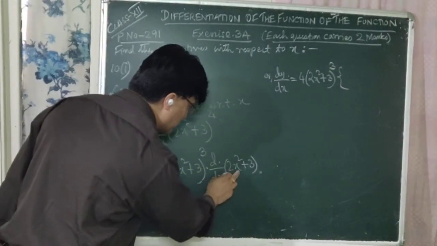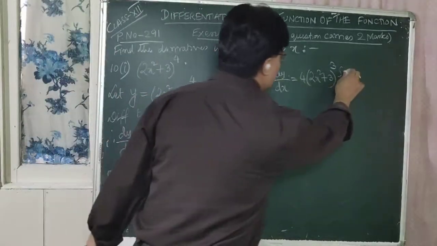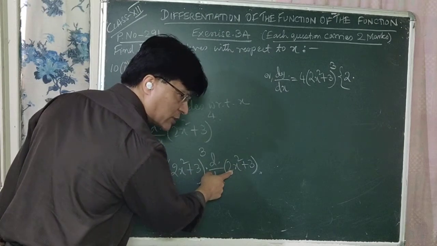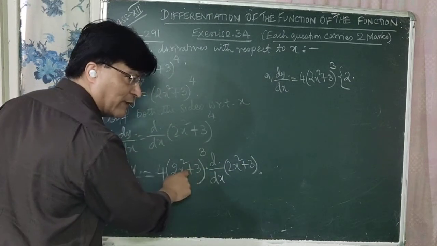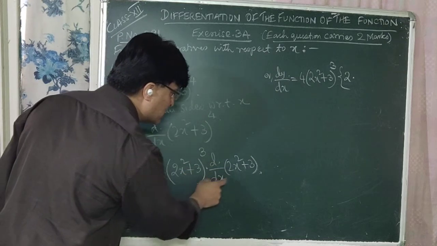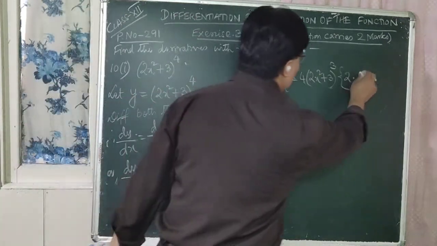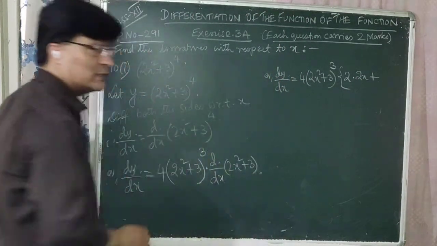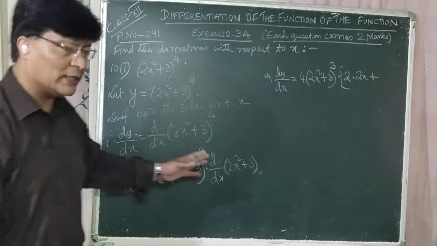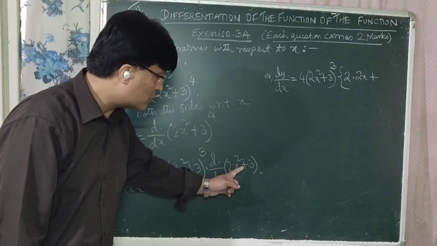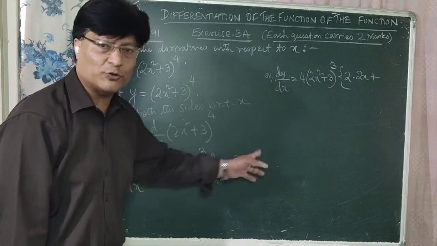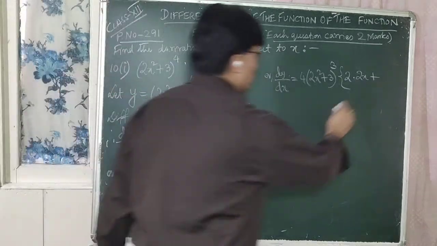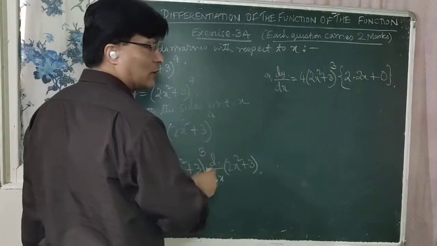What is d/dx of 2x²? 2 is constant, so 2 comes in the front, into d/dx of x². You should write 2 before d/dx. So 2 into, what is d/dx of x²? It is 2x, you know that. So 2 into 2x. Plus, what is d/dx of 3? This is the only constant term there. You should write it as plus d/dx of 3. But what is d/dx of 3? That is constant. It is always 0. The second bracket is closed.